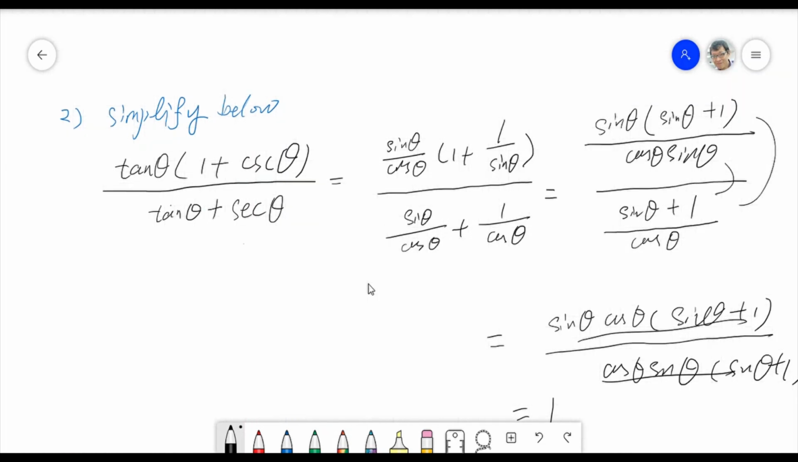You can also calculate using the exact form, like tangent equals what? Tangent equals y over x. You can use this way to simplify them.